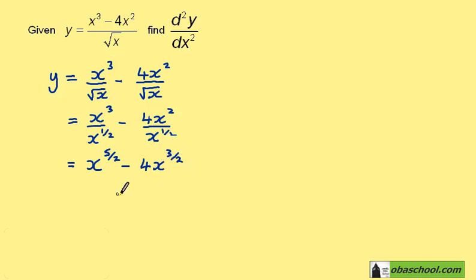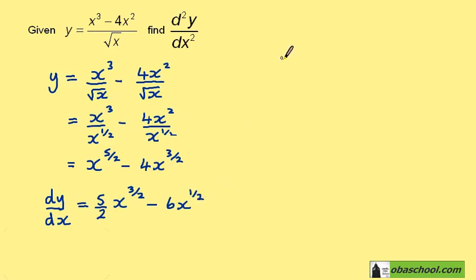We're now in a position that we can differentiate, so we'll now differentiate to find dy dx. We get 5/2 x to the power of 3/2. And for the second term, 3/2 times 4 gives us 6, and reduce the power by 1.